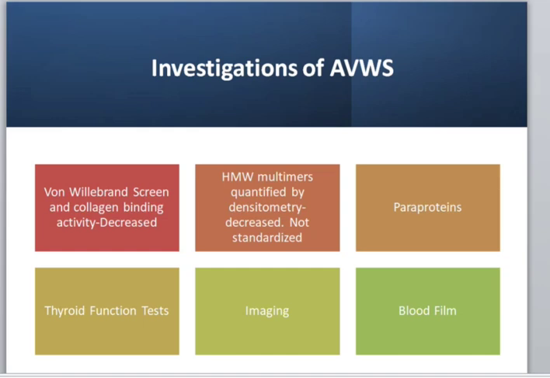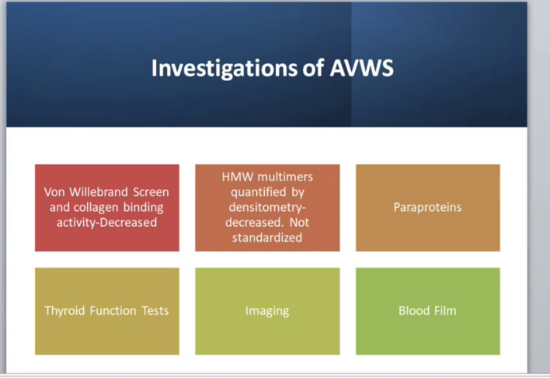Investigations for acquired von Willebrand syndrome. It's the von Willebrand screen. The initial bit we have discussed early, like the coagulation screen, APTT would be high. Then the mixing study, it will be abnormal. After that, you have von Willebrand screen and collagen binding activity.